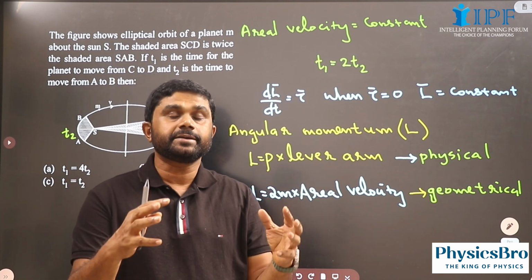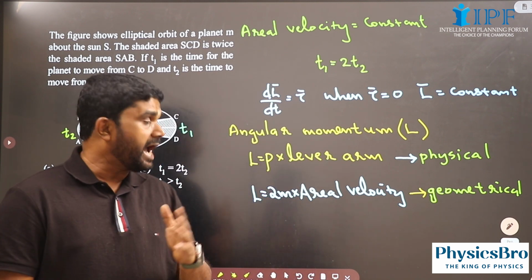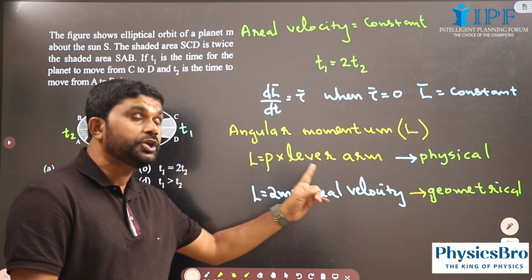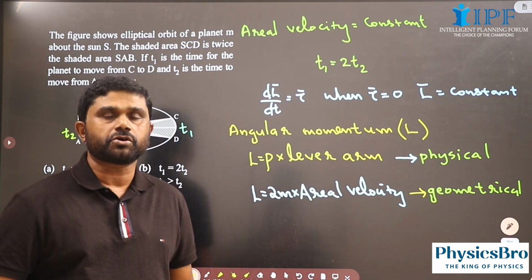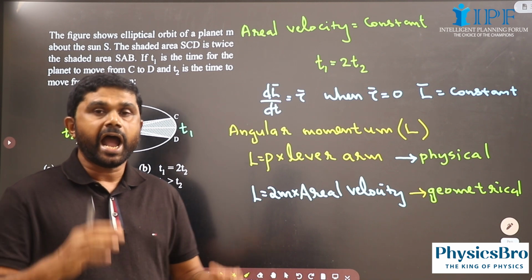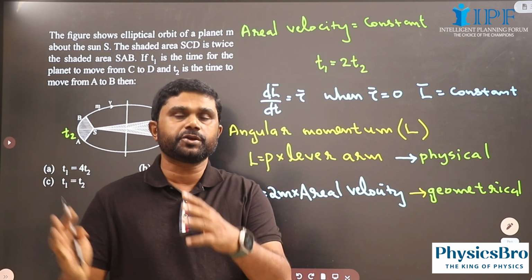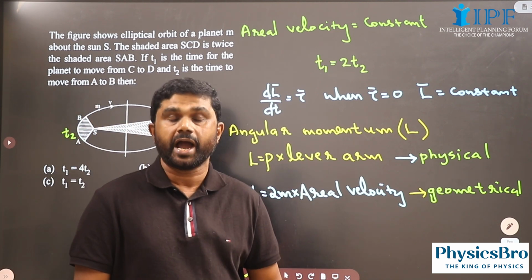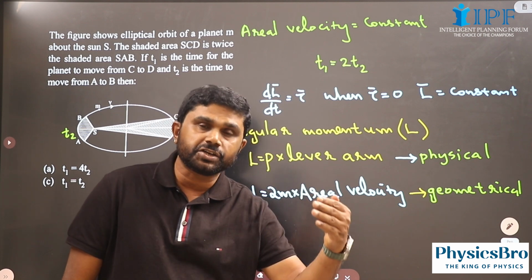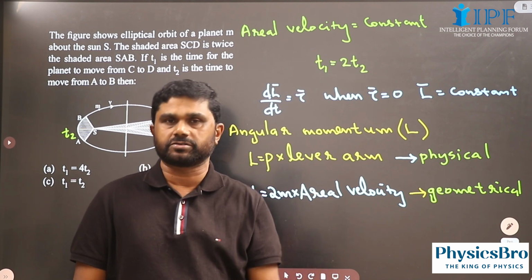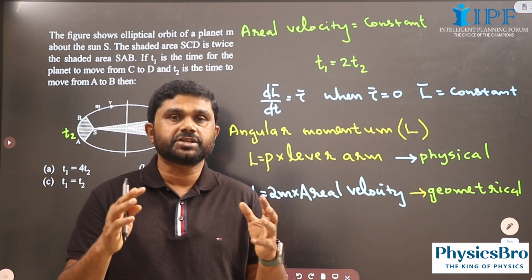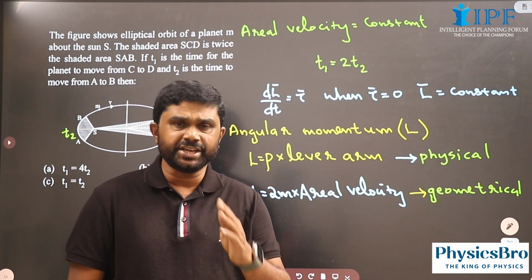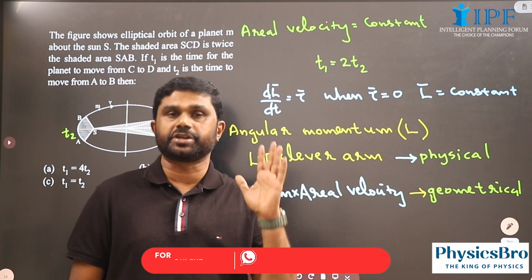You can answer the same question in a different way. See, angular momentum is equal to 2m into areal velocity. Linear distance in unit time is called linear speed. Angular displacement per unit time is called angular velocity, and linear displacement by time is called linear velocity, and area swept per unit time is called areal velocity. Area swept by the position vector in unit time.